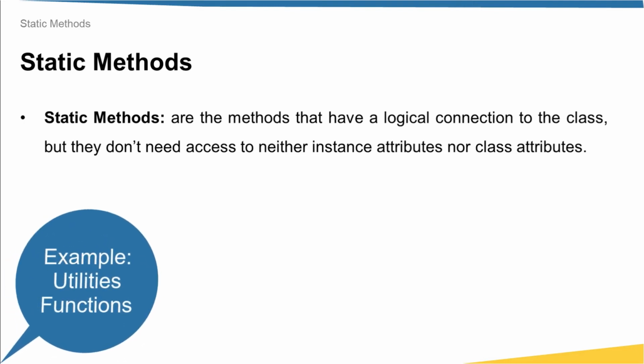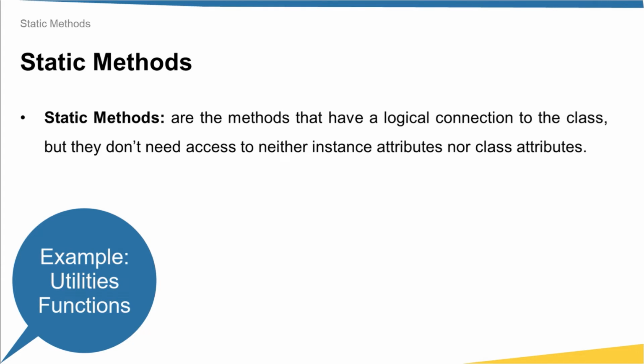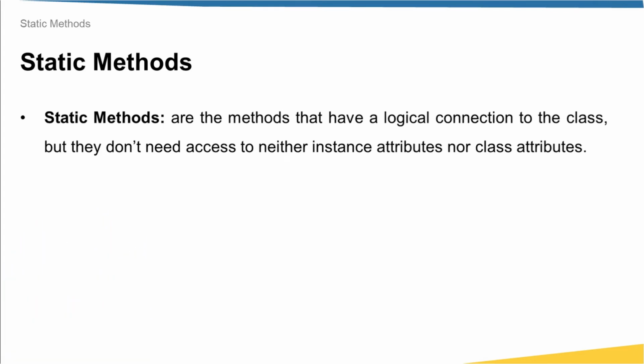A very common example of static methods is when you want to define some utility functions under one class. And these functions are usually used as helper functions for the work of other classes.